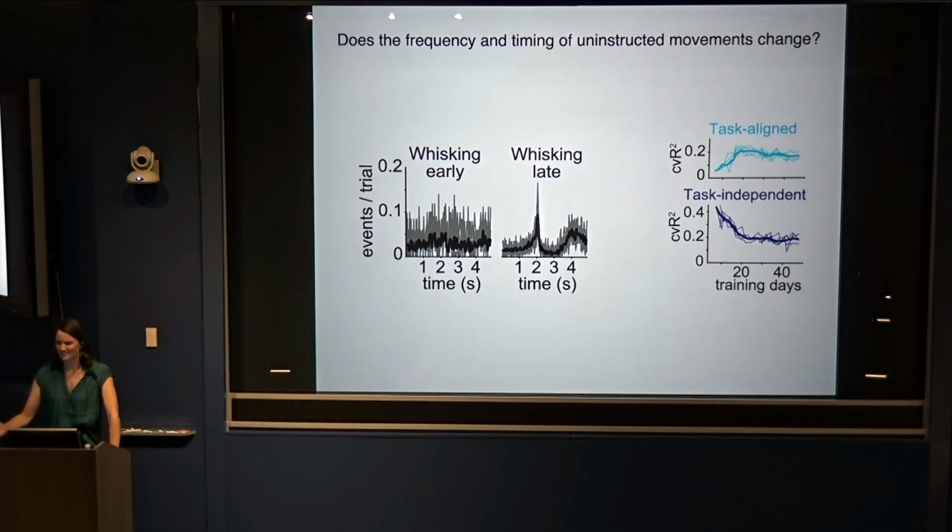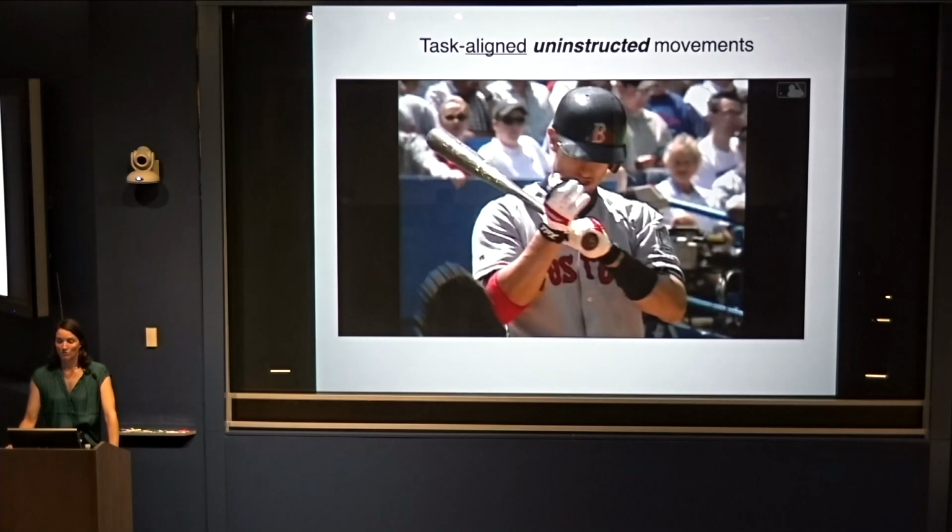What are task-aligned and task-independent movements? How do we really think about them? Well, I think in humans we actually see task-aligned uninstructed movements quite a lot. These tend to occur frequently in trained experts, especially athletes and musicians who are very skilled at performing a particular movement and often have many, many uninstructed movements that either precede or accompany that movement.